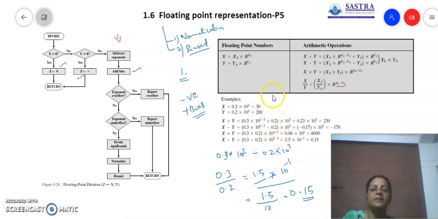So that completes the discussion of the floating point operations. We have completed addition, subtraction, multiplication and division.